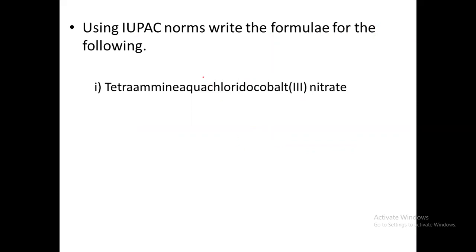So if you get a name like this, the first thing you should do is identify whether the complex is positive, negative, or neutral. It's very clear that there are two parts, and to identify that, you look at the metal. Here the metal name is given as cobalt, which means it's a positive complex. Suppose it is cobaltate, it will be a negative complex. So you're seeing a metal name as such, so it's a positive complex. The counter ion is nitrate.